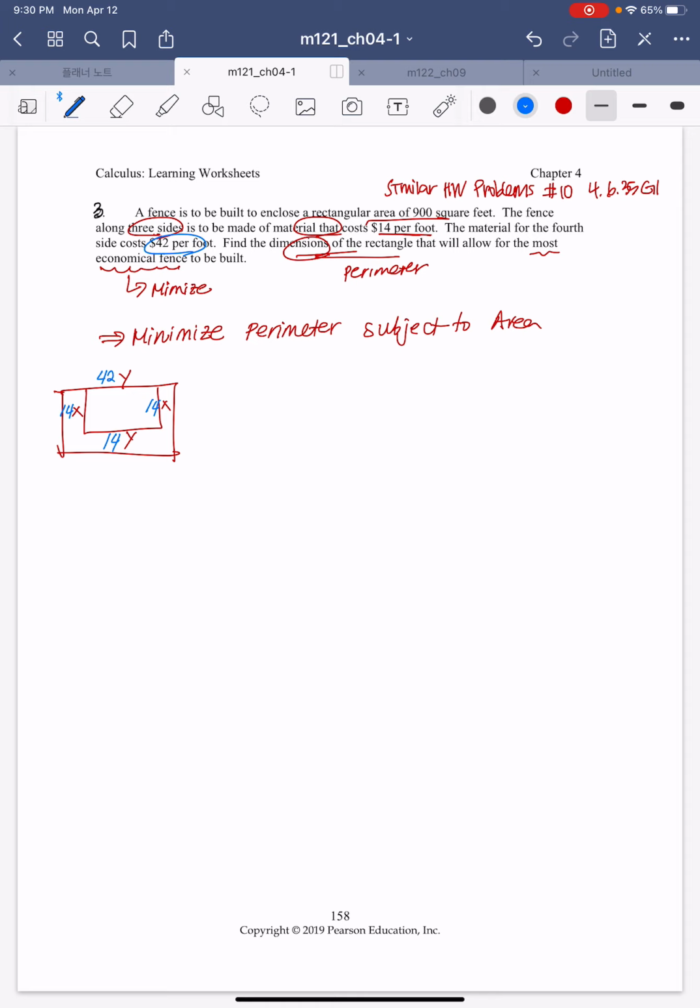Find the dimension of the rectangle that will allow for the most economical fence to be built. So what is our perimeter for this part? I'll put P here. 14x plus another 14x plus 42y plus 14y. And then our area function xy is given as 900.